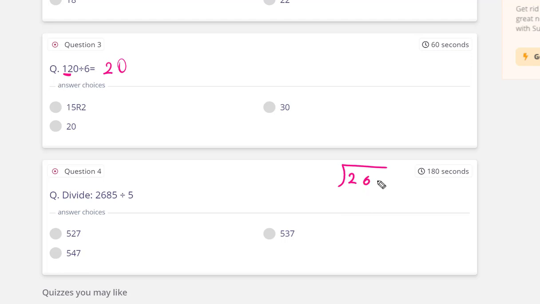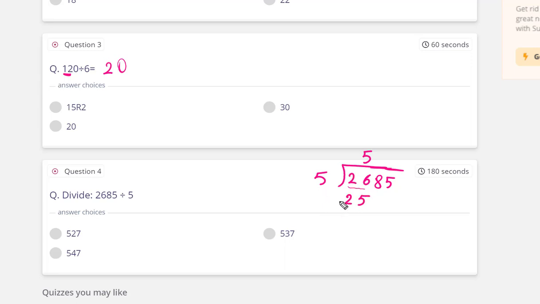2685. And everyone write with me at the same time. Everyone. Write with me, my heroes. 2 divided by 5 cannot be, so we are dividing 26. 26 divided by 5 equals 5, because 5 times 5 equals 25.